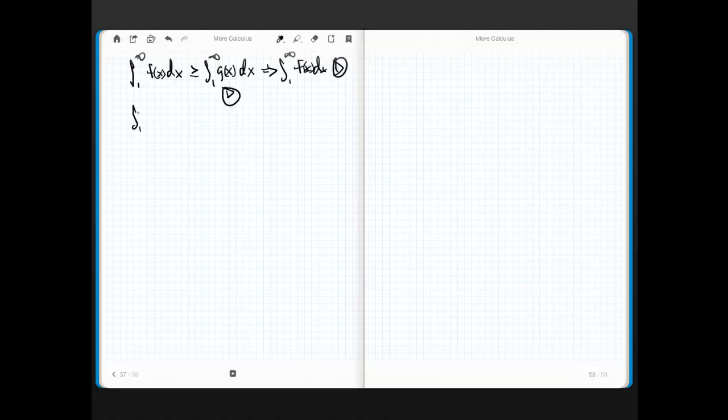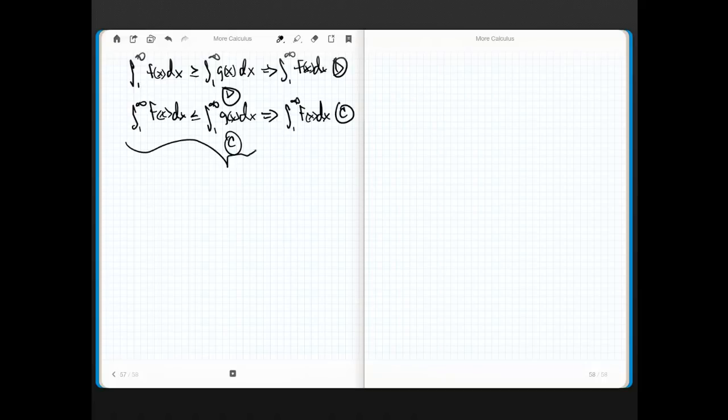Similarly, if the integral from 1 to infinity of f of x dx was less than or equal to the integral from 1 to infinity of g of x dx, and this guy converged, I got a bunch of values that are less than, right? Now remember, you got to be real careful here. This guy's got to converge, all right? And so that takes care of things like positive functions and things of that nature. Then doesn't this imply that the integral from 1 to infinity of f of x dx must also converge?